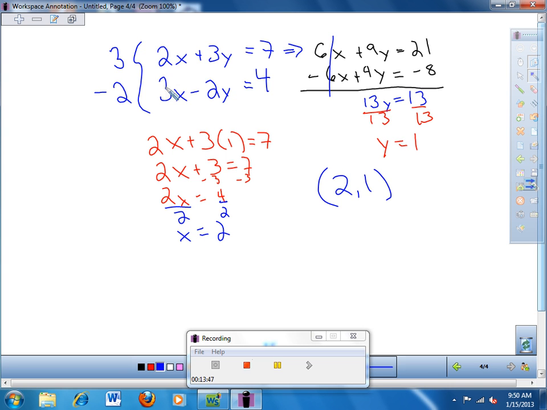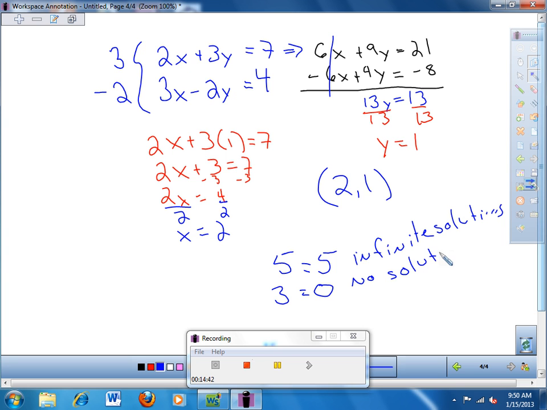Now, just so you know, sometimes when you add equations, you'll get something like 5 equals 5. Do you remember what that means? If you get something like 5 equals 5, that means infinite solutions, okay? Meaning it's really the same line in disguise. And if you get something that doesn't make sense, like 3 equals 0, that means that they're parallel lines, and that means no solution, okay?